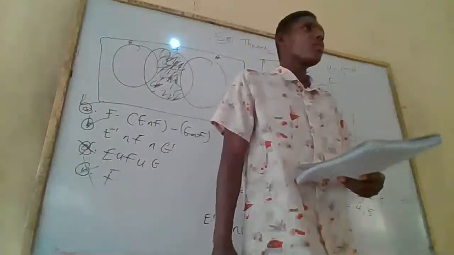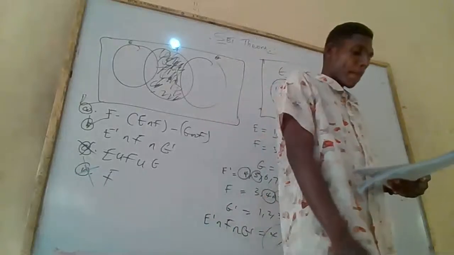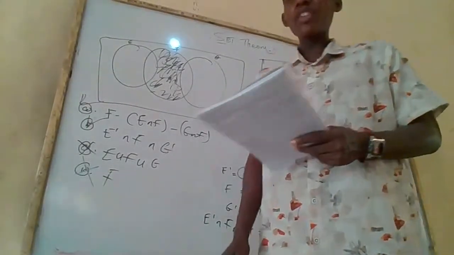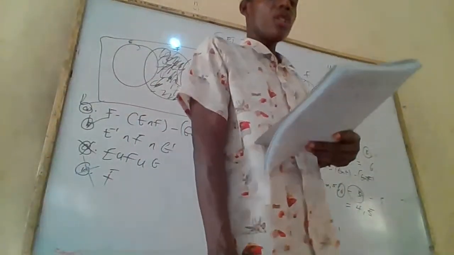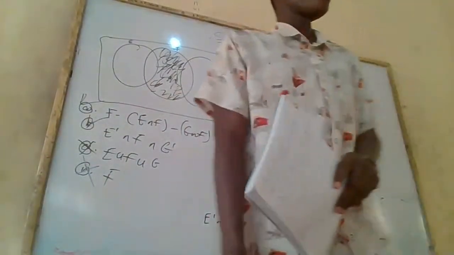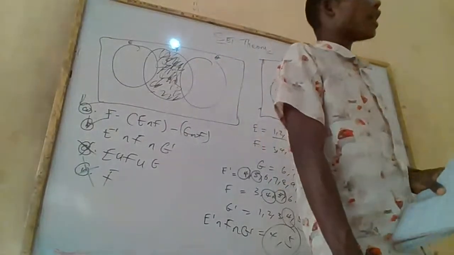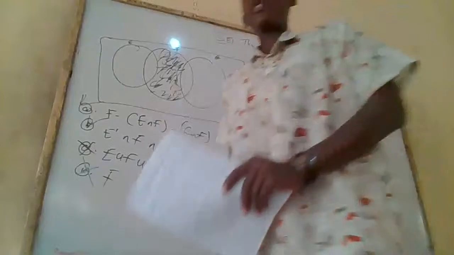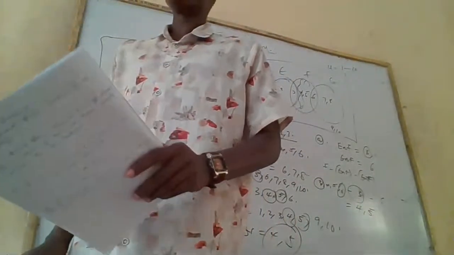So are you there? And let's continue this. Okay? Now, the third one. Find the fraction of the class that studied biology but not physics.